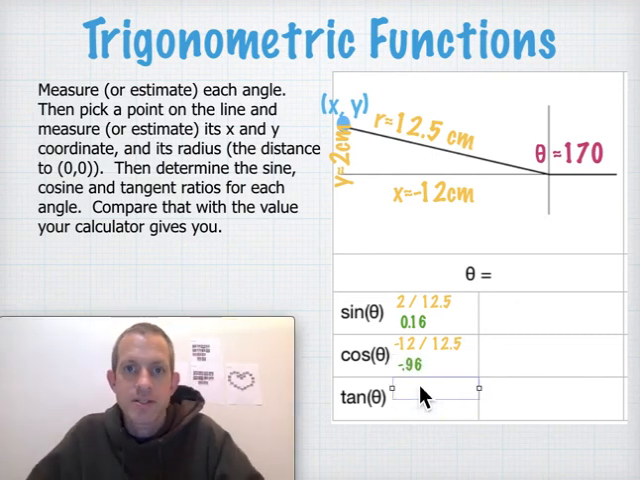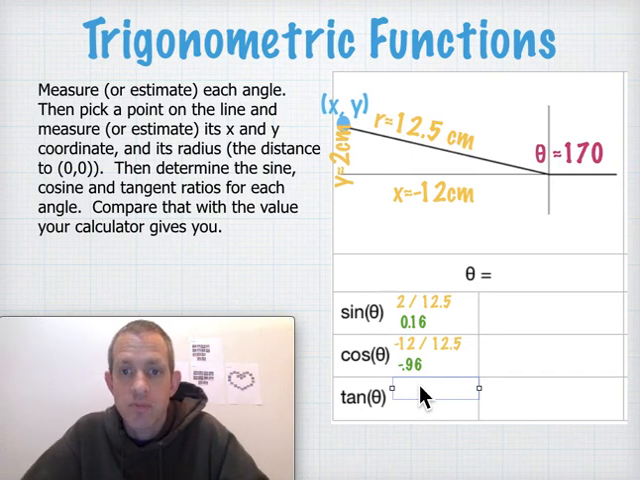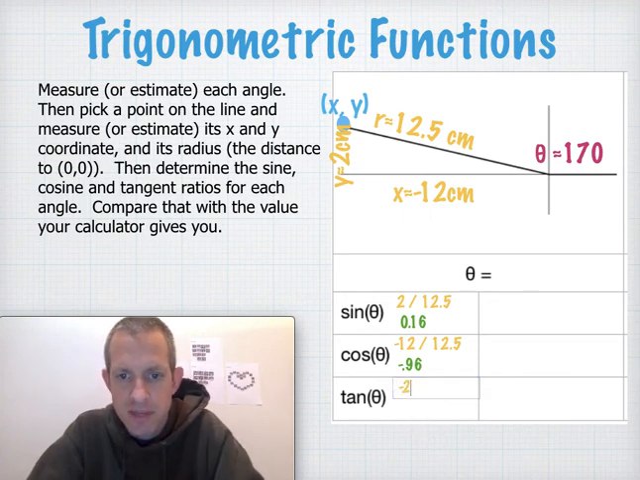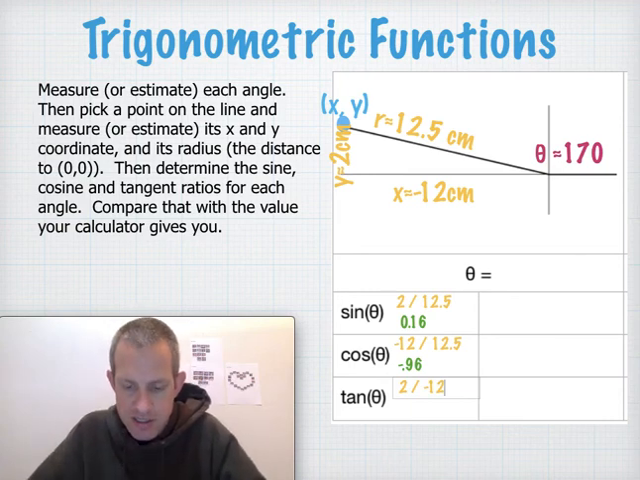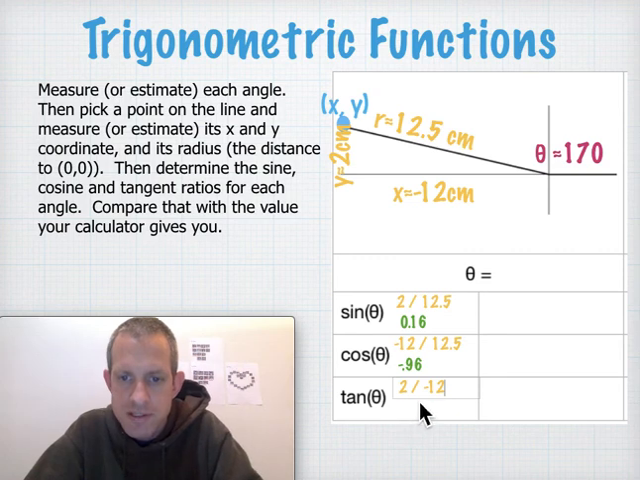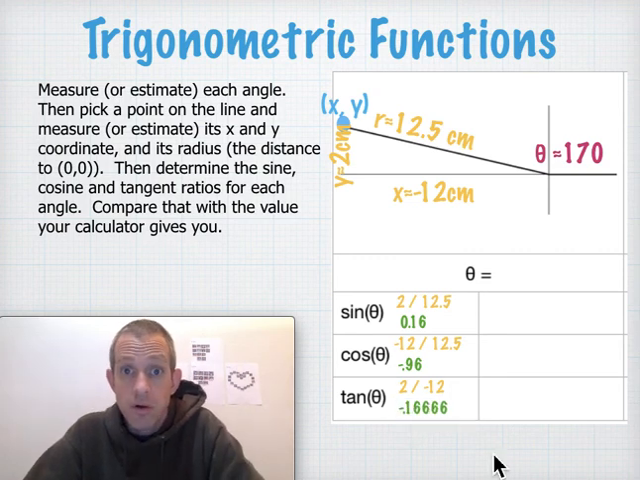If we wanted to know what its tangent is, we would find its slope. And so slope would be 2 over negative 12. Rise over run, right? 2 divided by negative 12. And 2 divided by negative 12 is approximately negative 0.16. And that works, but it's really slow to calculate it this way.